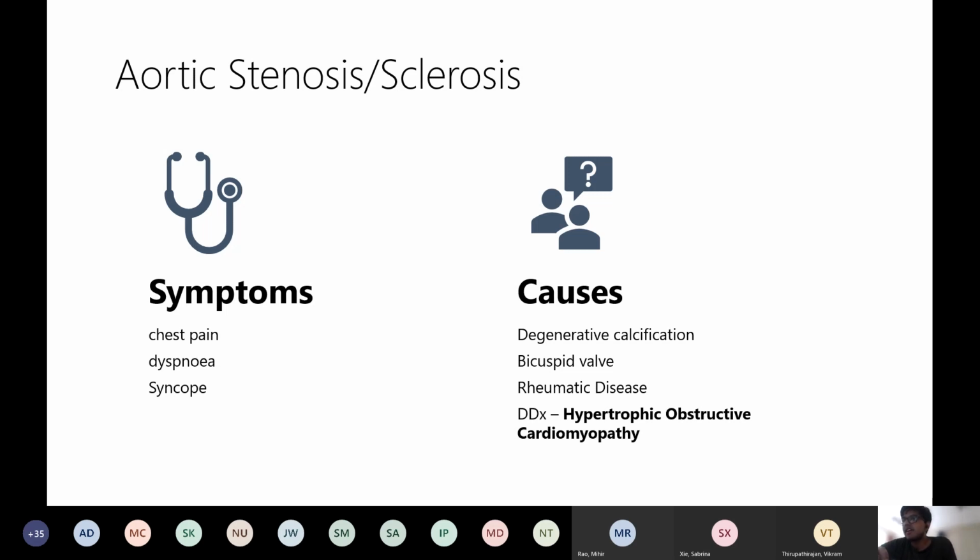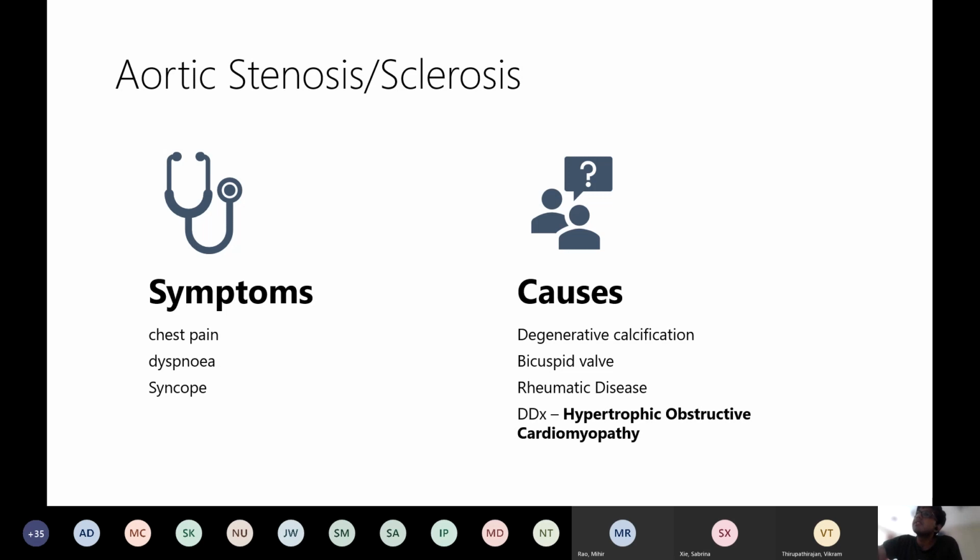Bicuspid aortic valve, definitely. And post-rheumatic fever scarring is a cause of every single valve problem. So it's not very common nowadays, but it's always something to keep in mind, especially if they've migrated to this country from somewhere where rheumatic fever is still a problem.